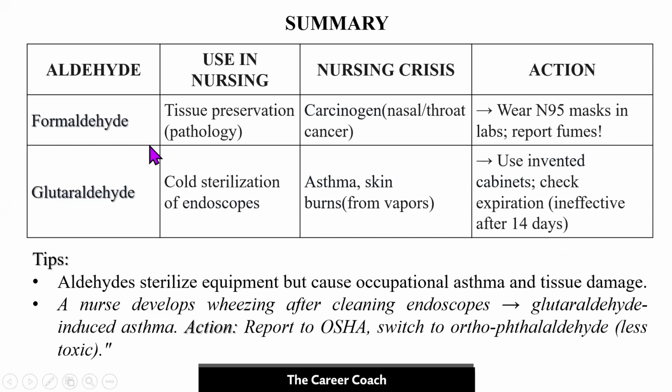As a form of summary, let's look at formaldehyde and glutaraldehyde as examples of aldehyde, how they are used in nursing, crises, and actions that nurses must take with regards to the crisis involved. Number 1, formaldehyde. How is it applied to nursing? It involves tissue preservation. Example in pathology, formaldehyde is necessary for tissue preservation.